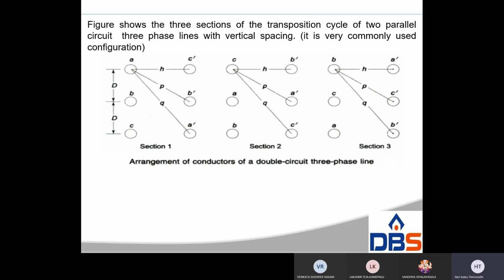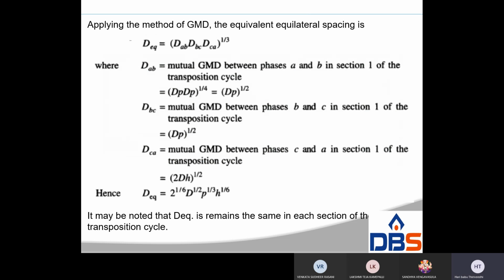So as usual, determine the A. From A, you have to determine what is the AC distance, what is the AB dash distance, what is the AA dash distance, like that. And find out GMD, DAB, DBC, DCA all power 1 by 3. If all are the same, it is D. All are different, it may be like this.